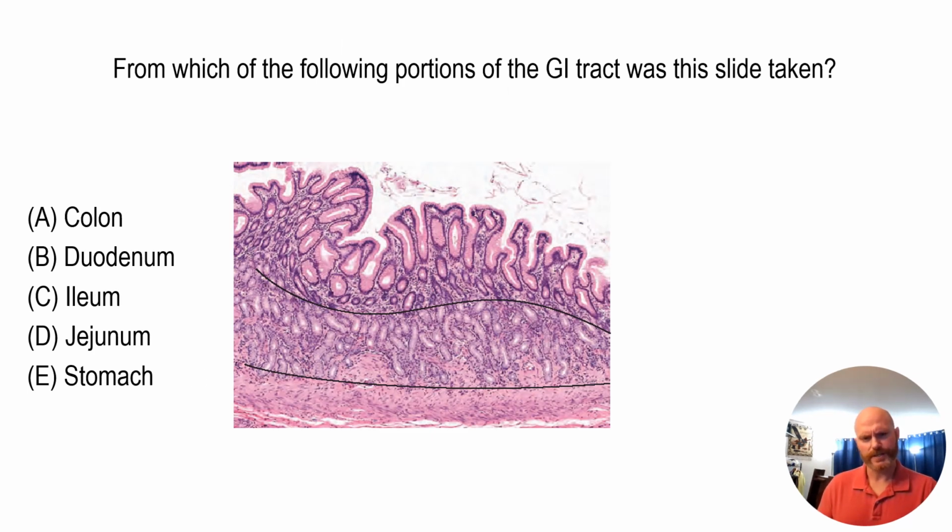On this next question, we're asked to take a look at the histology in front of us and to determine from which portion of the GI tract this slide was taken. Right away, you see the presence of multiple gastric pits, which lets us know absolutely that we're looking inside the stomach.